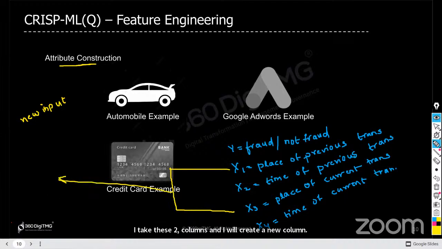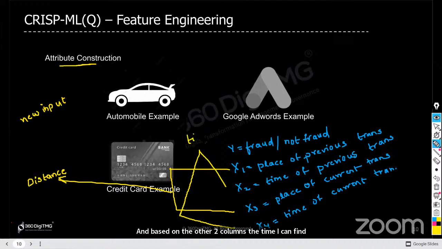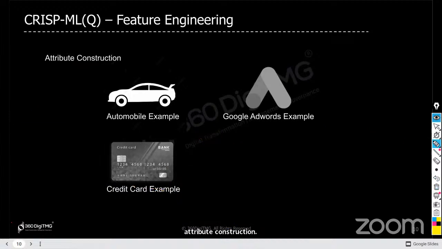What is that new column? Maybe I'll create a distance. I can calculate the distance from the previous transaction to the current transaction, according to the place. And based on the other column, the time, I can find out the time lag, the time difference present. Just like that, if I create new inputs from already existing inputs, such a concept is called attribute construction. Okay, this is one small concept. Let us move on.